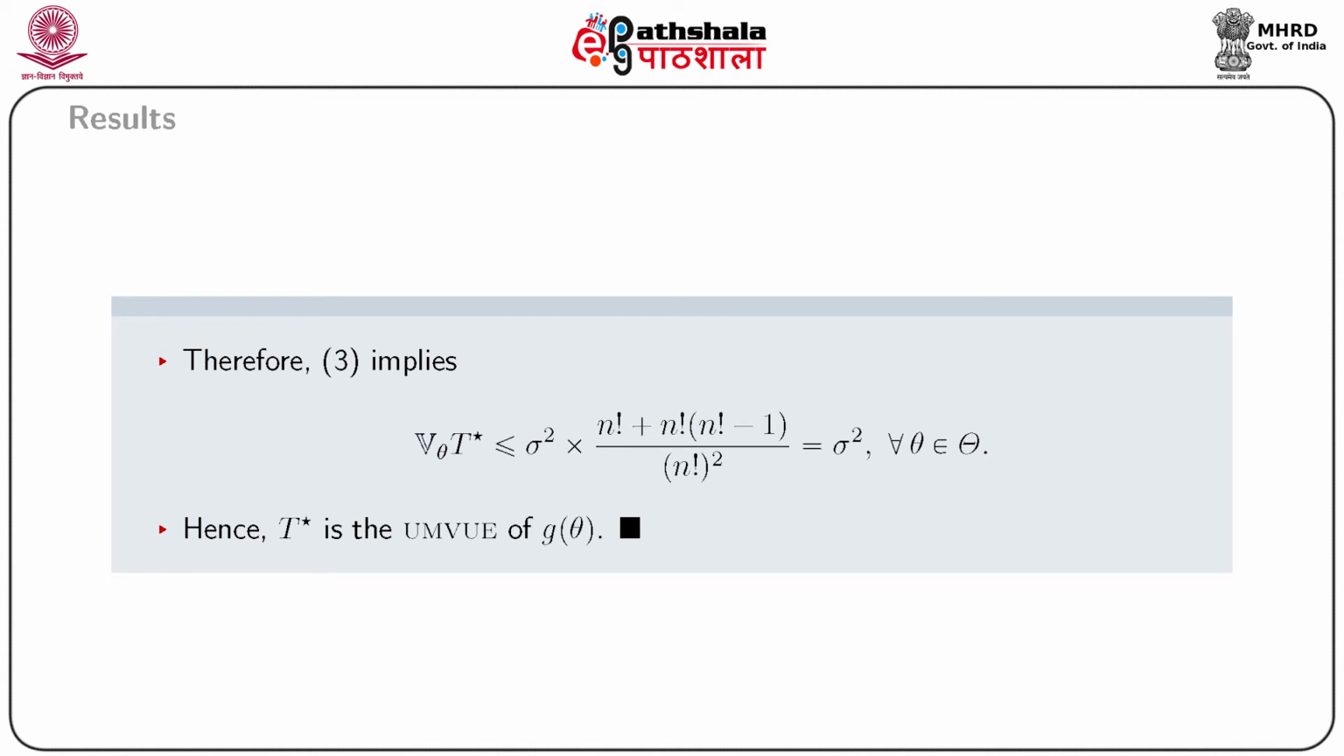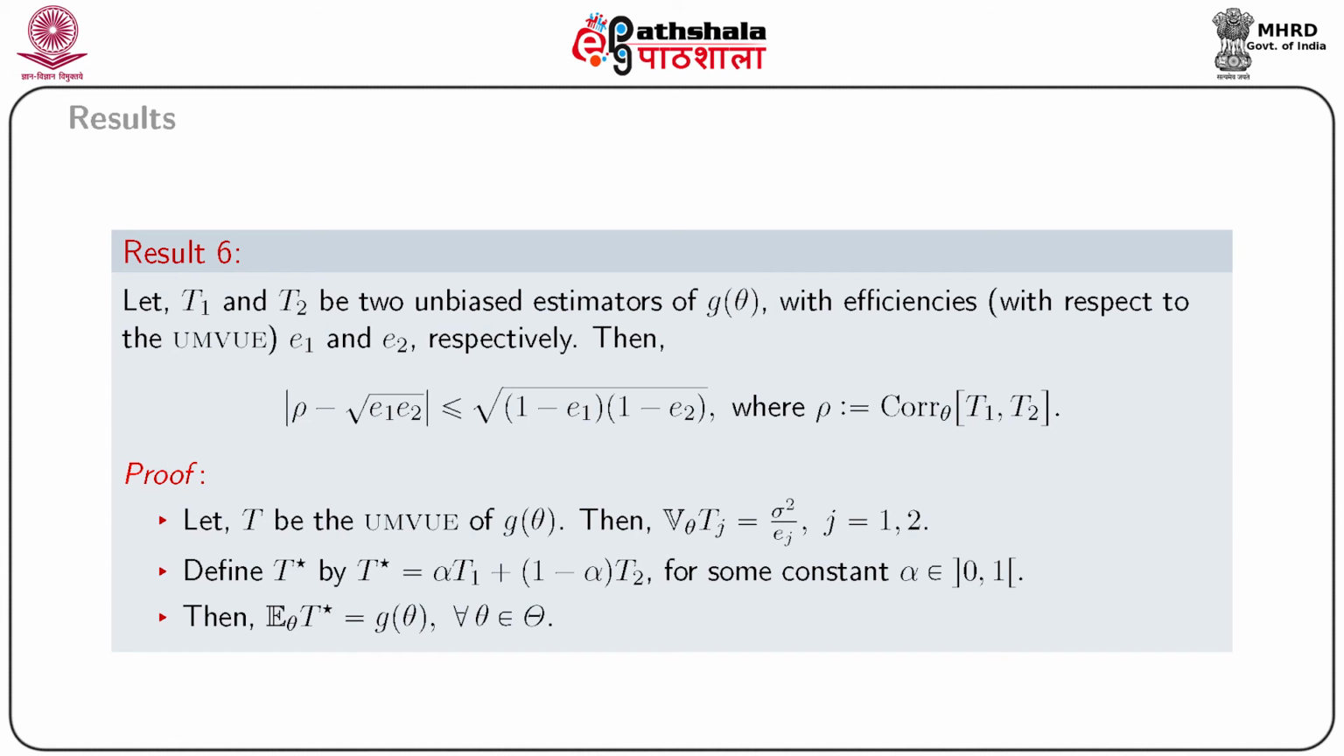Hence, from equation 1 we get that the variance of T star is less than or equal to sigma square into n factorial plus n factorial into (n factorial minus 1), whole divided by n factorial square, which equals sigma square for all theta. Hence, T star is the UMVUE of g(theta). Next, we consider another result.